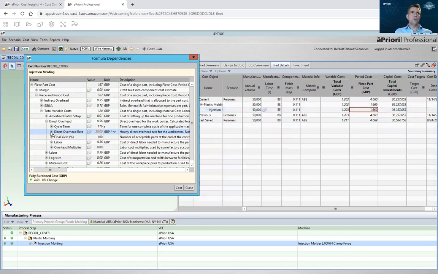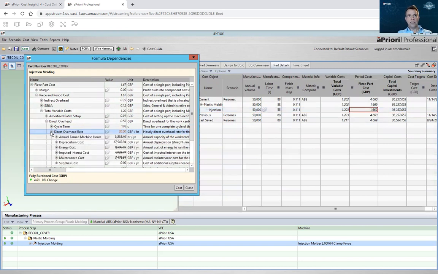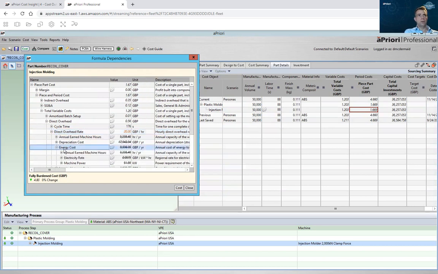I can also see more detail about how we in aPriori assumed that. The energy cost that's based on electricity and machine power. These are calculations that are made inside the digital factory, calculations that go beyond just negotiation. This gives us insight to sustainability as well. In fact, watch this space as aPriori are going to be using these numbers to generate much greater insight for our customers as sustainability becomes more important.